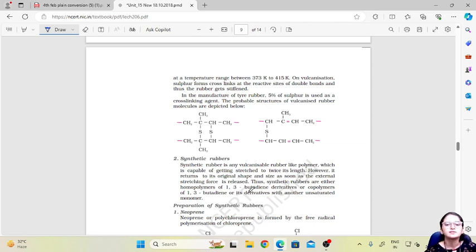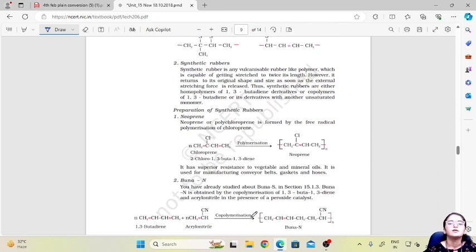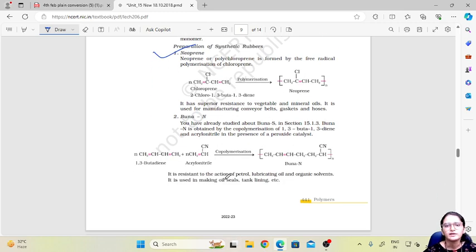Then next is synthetic rubber. Synthetic rubber is any vulcanizable rubber-like polymer which is capable of getting stretched to twice its length. So it returns to its original shape and size as soon as the external stretching force is released. Synthetic rubbers are either homopolymers of 1,3-butadiene or copolymers of 1,3-butadiene and its derivatives. How to prepare synthetic rubbers? We will see one by one.